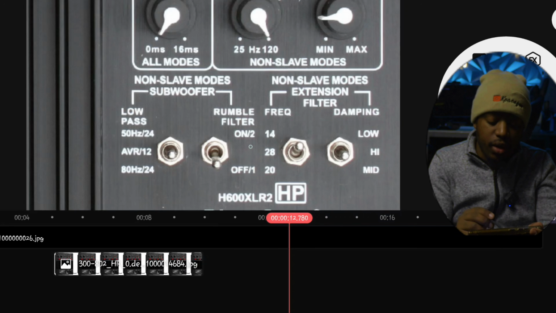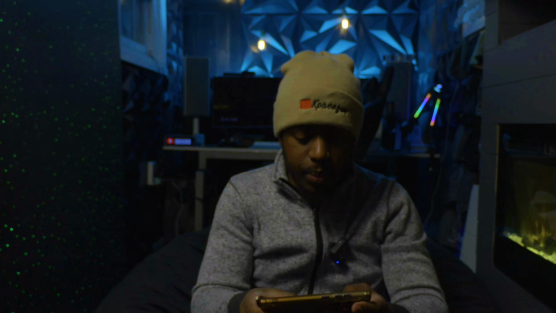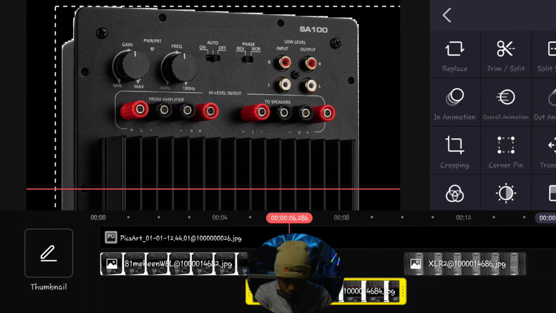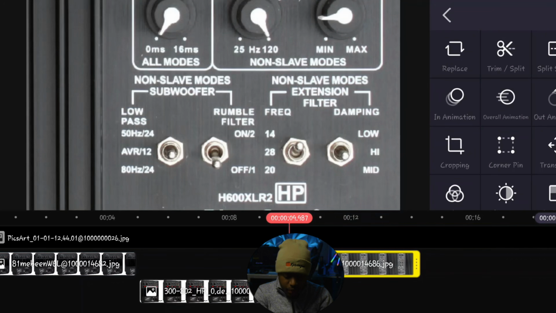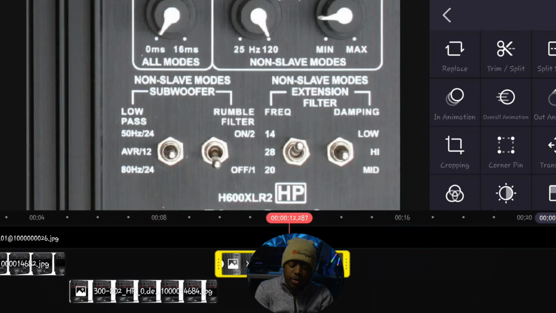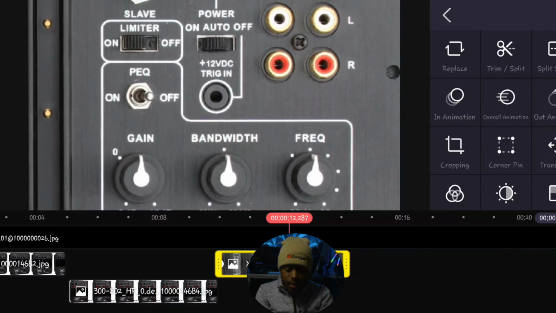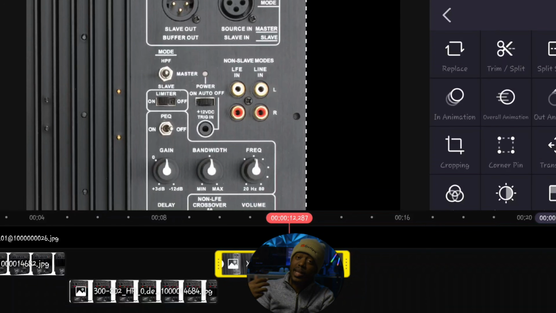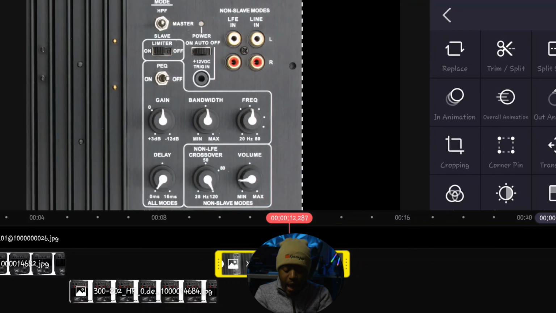The rumble filter here, you have on or off. If you remember what I said on this other sub, I told you guys that there actually was a limiter. I can't remember which one it was. There is a limiter on this as well. So a limiter, like we said, actually it was this sub here. The limiter on this sub allowed you to protect your sub from clipping if you turned it up too loud.